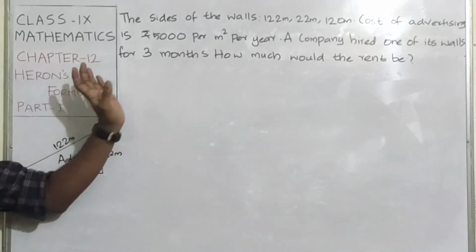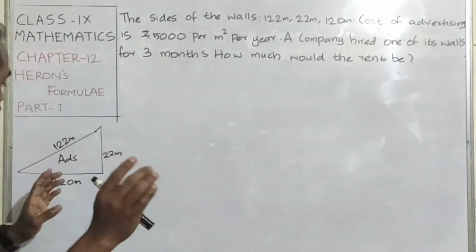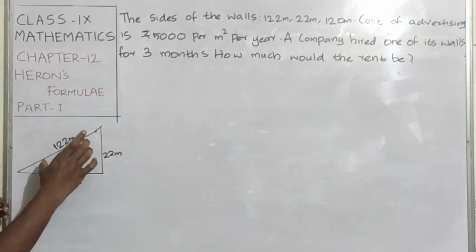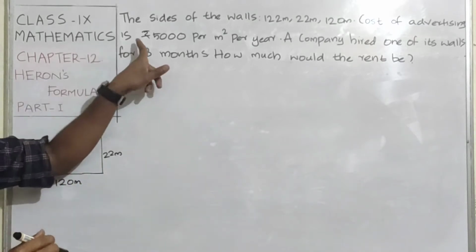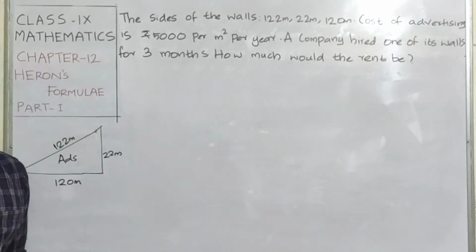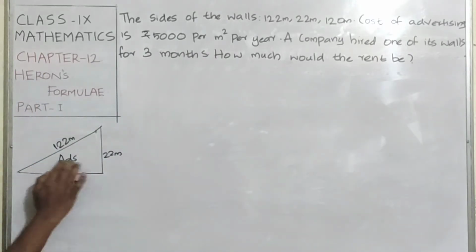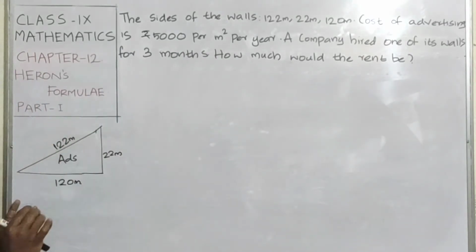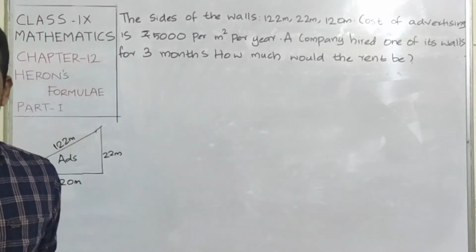In the same way, the cost of advertising, that is, if we want to put an advertisement here, we will have to pay 5,000 rupees per meter square. For 1 meter square, this will have a particular area, right? For 1 meter square, they will have to pay rupees 5,000.